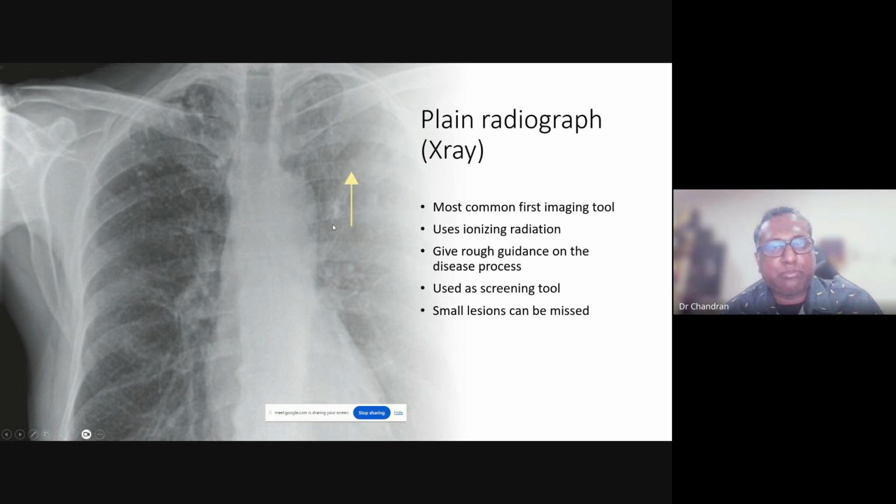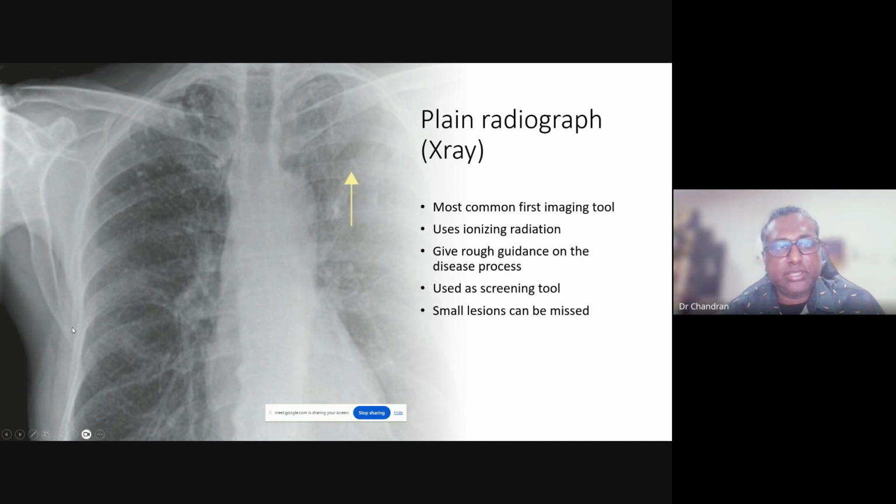There's a reason why I put a lot of silhouette on the left side. Sometimes you can miss a very small, tiny white dot on the left side. If you look at the right side also, there are very tiny dots that sometimes you can miss in the plain radiograph. But if the lesion is quite big, then we can catch it.